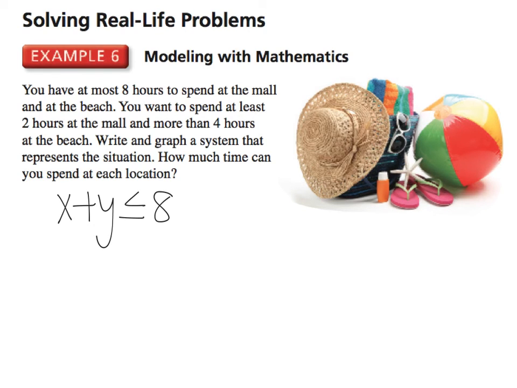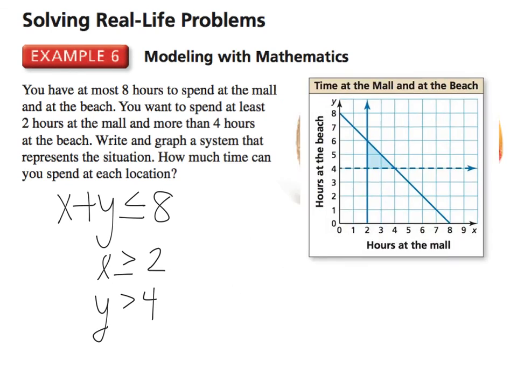We want to spend at least 2 hours at the mall. At least 2 hours at the mall would be x is greater than or equal to 2. And we want to spend more than 4 hours at the beach. So y is greater than 4. We have 3 inequalities. Let's graph all 3.